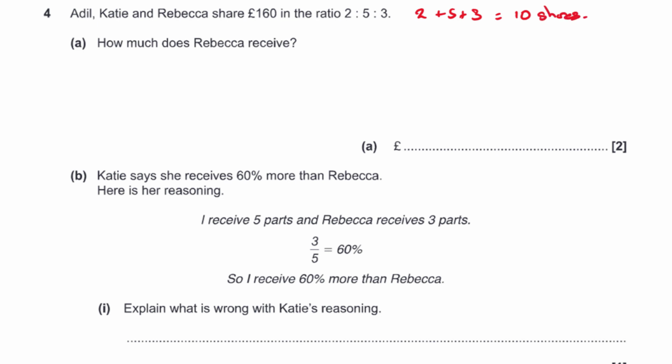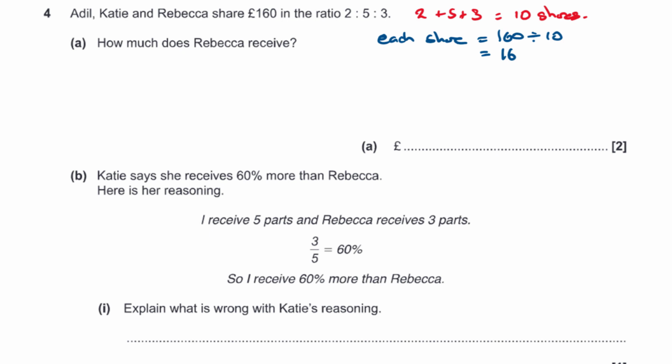Okay, now if there are 10 shares and we're sharing £160, then each share is going to be 160 divided by the number of shares, 10. So that's going to give me £16 per share.